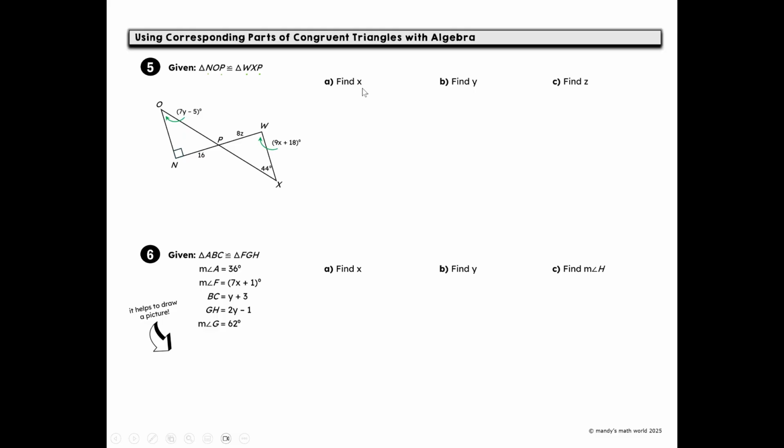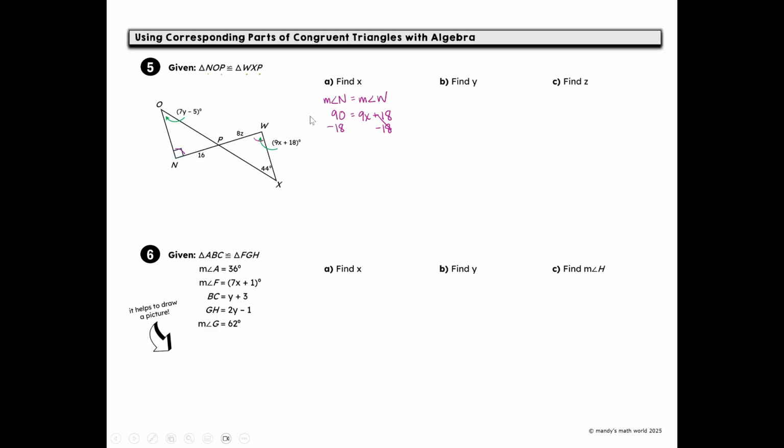So if I'm going to find the value of X, what parts on here have the variable X in them? I see right here, angle W, right? Angle W right here is going to correspond with angle N. These two angles are the same, and I know angle N to be 90 degrees. So I know the measure of angle N is going to equal the measure of angle W. I know angle N is 90 degrees and angle W is 9x plus 18.